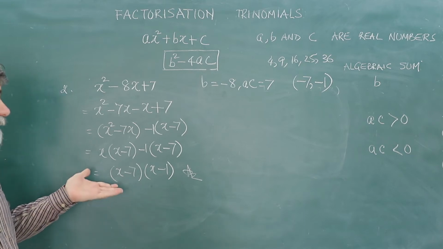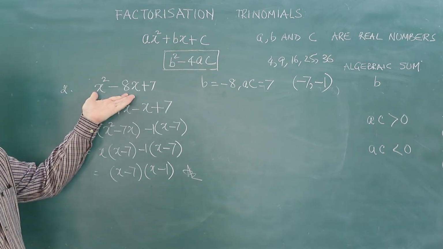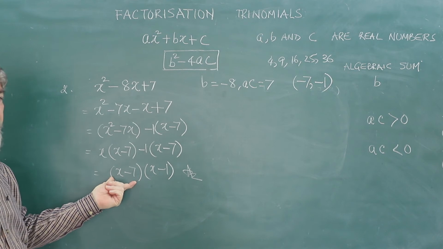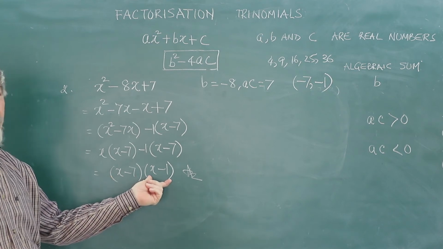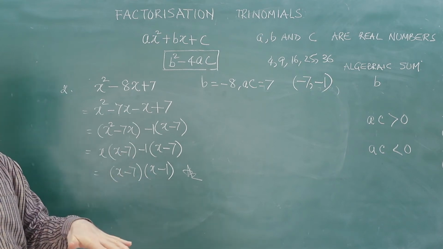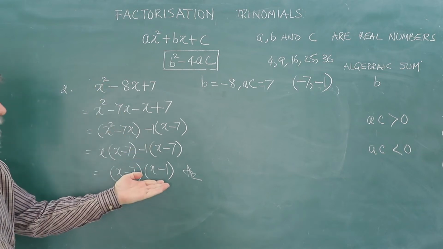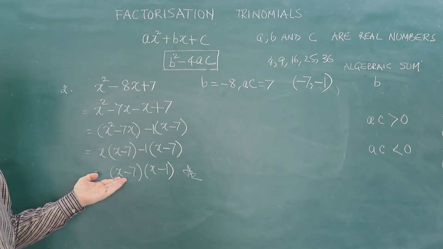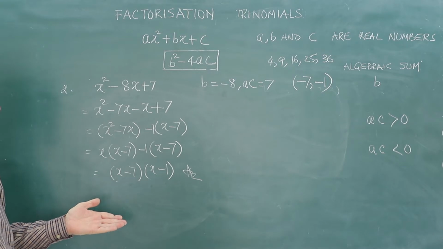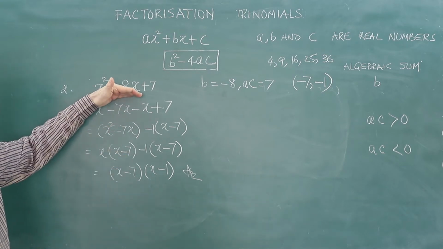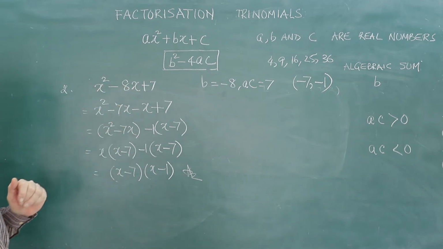When I am saying factors, you divide the original expression by x minus 7, your quotient will come x minus 1, remainder will come 0. Divided by x minus 1, your quotient will come x minus 7, remainder will come 0. That means these are the factors. These are the two factors of this expression.